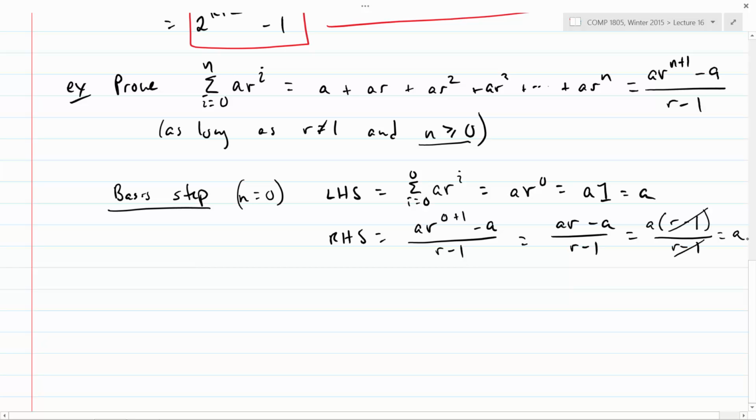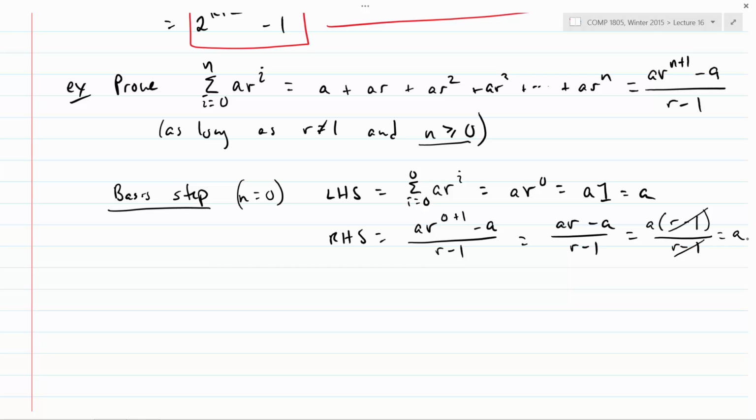So this is a little bit more work than the other basis steps we've done, but it's still not too bad, right? All we had to do was factor AR minus A, which we should be able to do at this point. Notice that the only reason this is valid is because R does not equal 1. If R were equal to 1, I'd be dividing by 0, and I couldn't do that. So this is the basis step. Does that make sense?